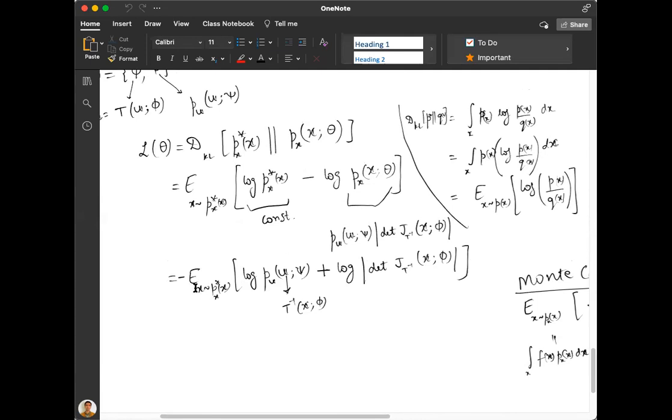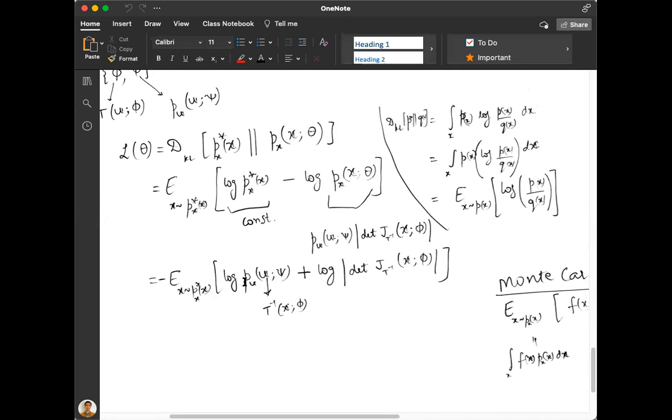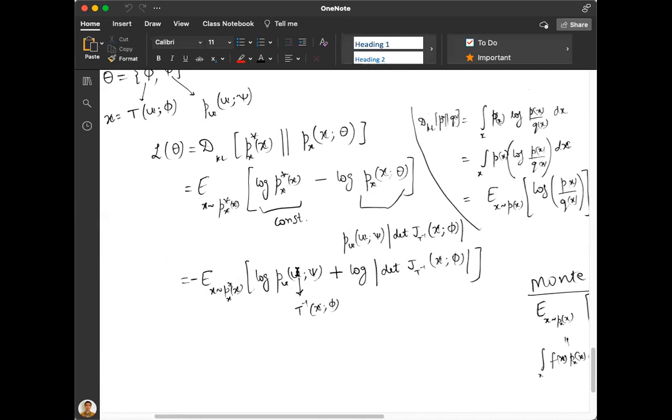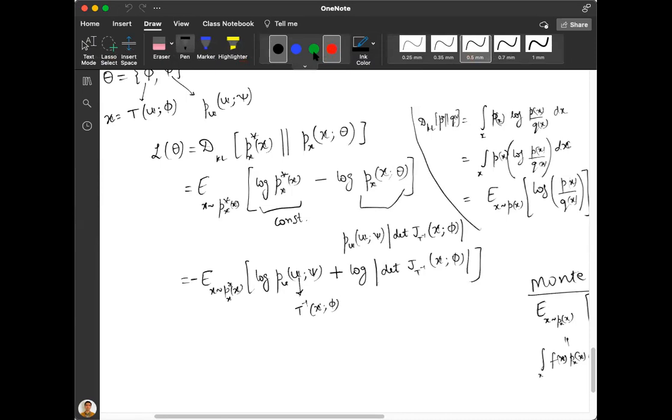We need P star X. We need P_U, which is let's say uniform or normal, so this is a known quantity. But given the samples from P star X, we need to invert them to obtain the corresponding U, right? So we need the inverse map. So this inverse map is required. Let's write down what all things are required here. We need the samples.